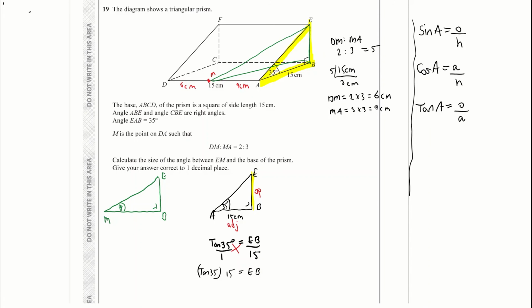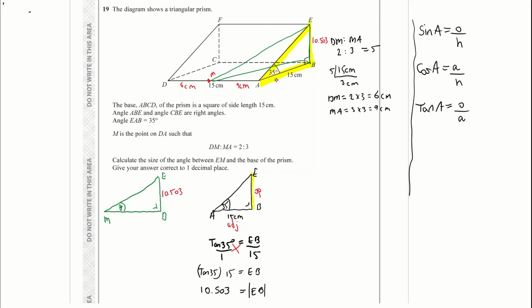And when I multiply tan of 35 degrees by 15, I'm getting 10.503. So that's the length from E to B. So again, I'm just going to come up to my diagram and mark that in. So it's 10.503. And I'll mark it on my green one, 10.503. So I still don't have enough information.